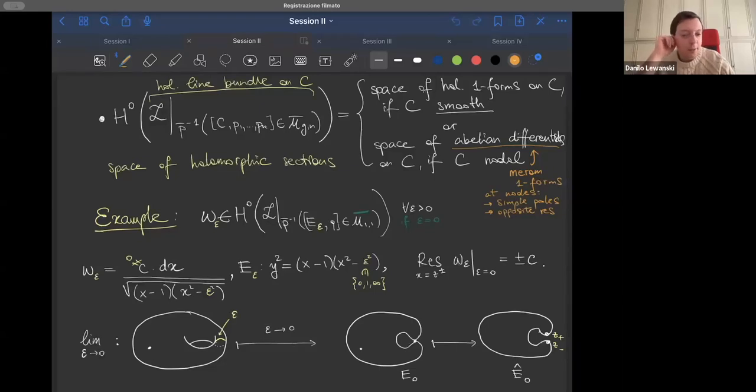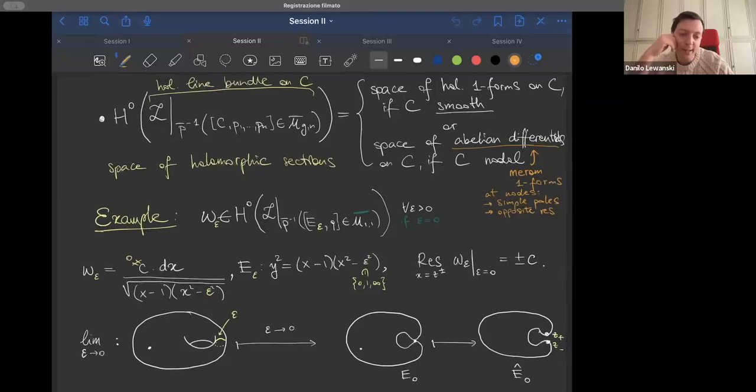And as an example, I'll give you an example in genus 1. You can consider this family omega epsilon, so that it's an entire family depending on epsilon. They lie in the H0 of this line bundle, but restricted to the fiber. For every epsilon greater than 0, they give you something that is non-singular, and in the limit, it will be singular. And they are given by this formula.